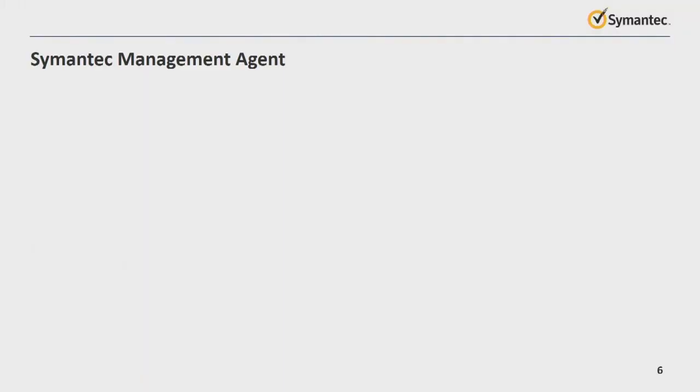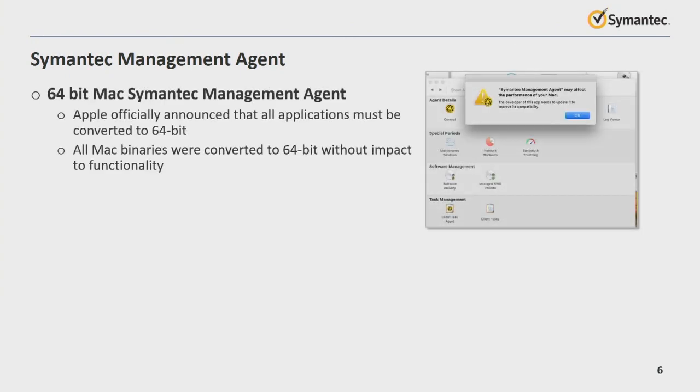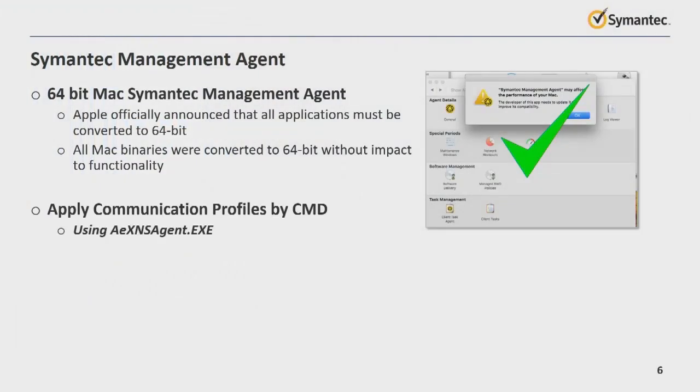All right, let's take a look at the agent. So the Symantec Management Agent, we now have 64-bit Mac management. So we have an agent that's 64-bit written right through, because Apple basically said nobody shall develop applications that are 32-bit anymore. It was very easy for us to transfer that over to 64-bit. And in testing, we had very little impact, if anything, on getting up to 64-bit. It's probably because it's Mac, right?